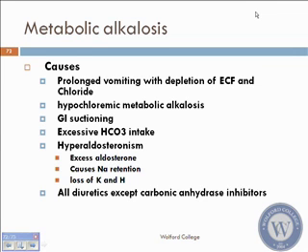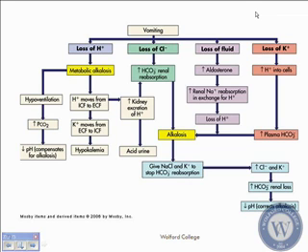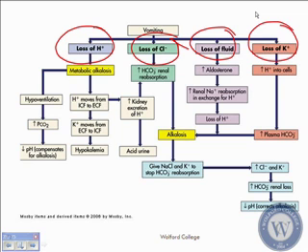The other thing that can induce a metabolic alkalosis is all diuretics, except the carbonic anhydrase inhibitors, which also induce a certain degree of metabolic alkalosis. So this is the actual pathway for metabolic alkalosis. It's usually due to loss of hydrogen ions, loss of chloride, loss of fluid, or loss of potassium.